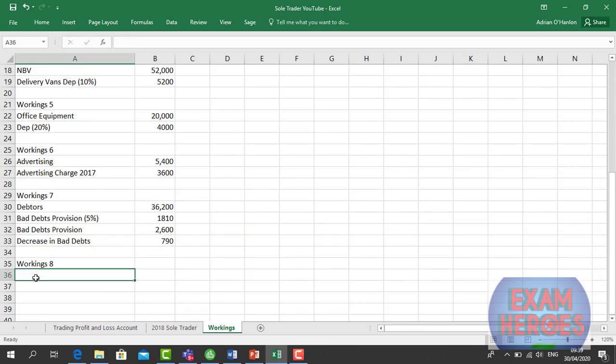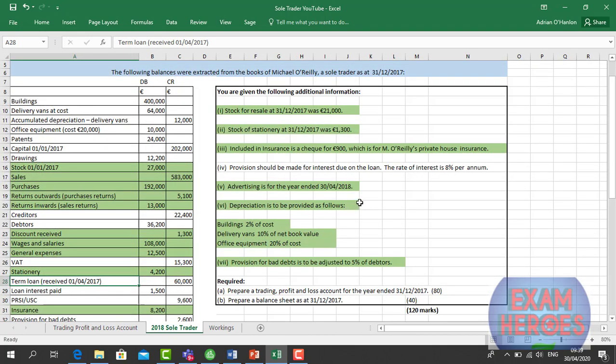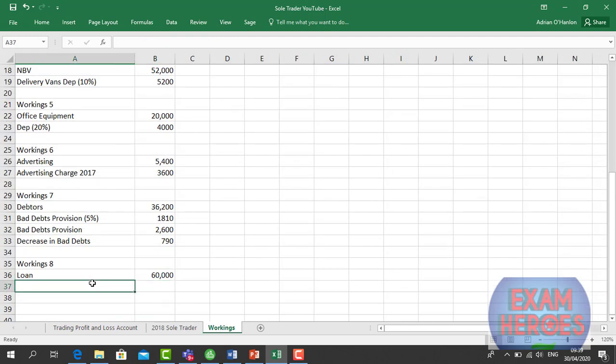And the loan is 60,000, I think I said, so let's check that again. Yep, and it's 8% charge. Now let's put 9 months, 8% charge. What I'll do actually first is I'll just do my 8% charge. So that's equal to 60,000 multiplied by 8%. And here I'll just say adjusted to 9 months.